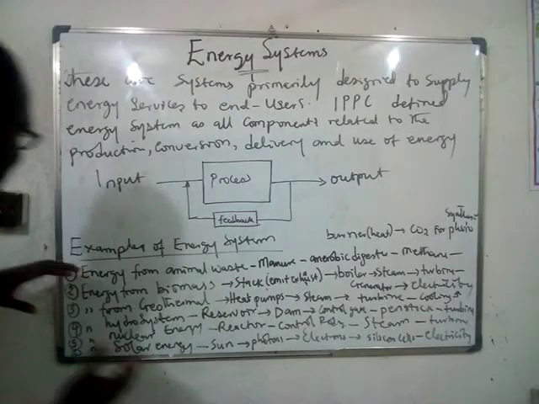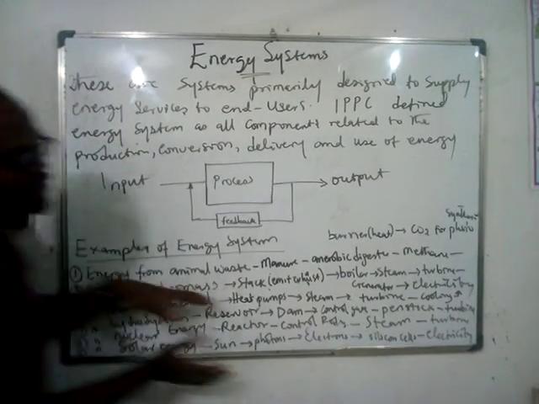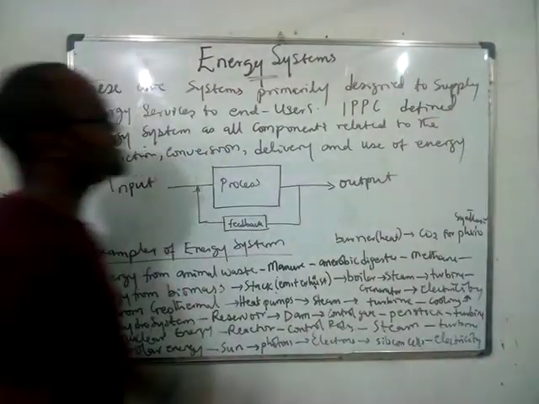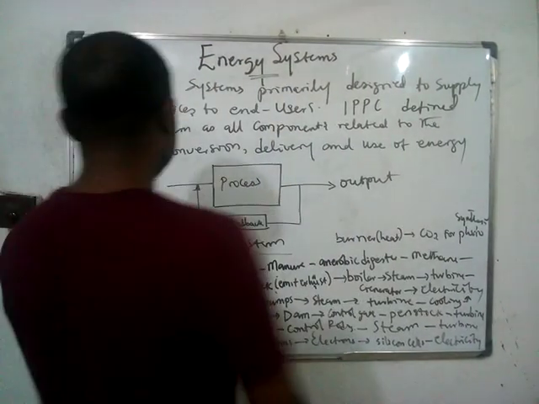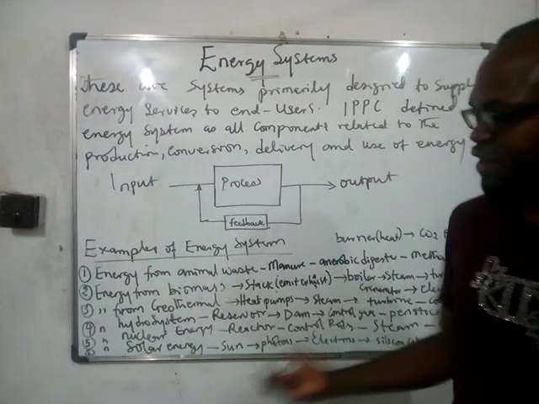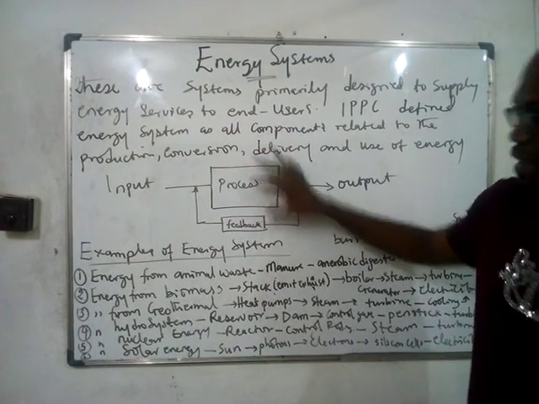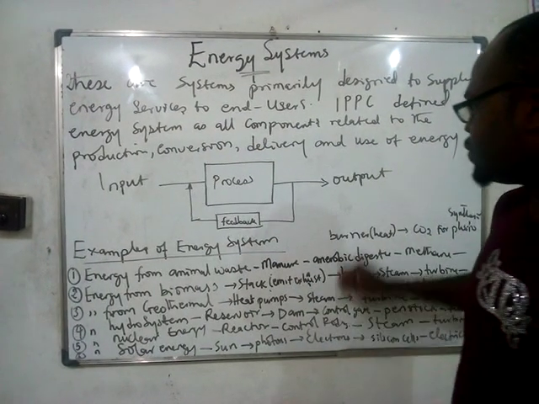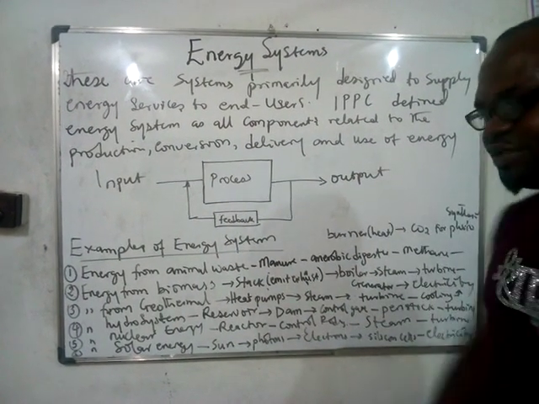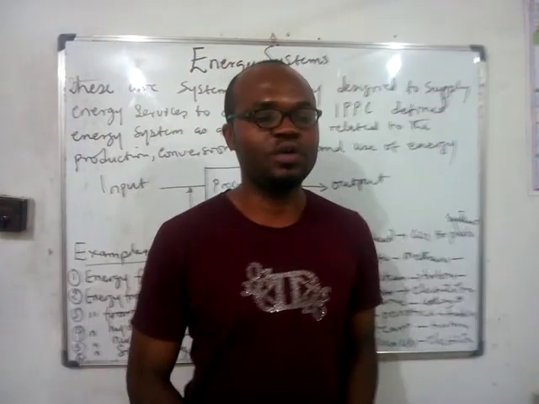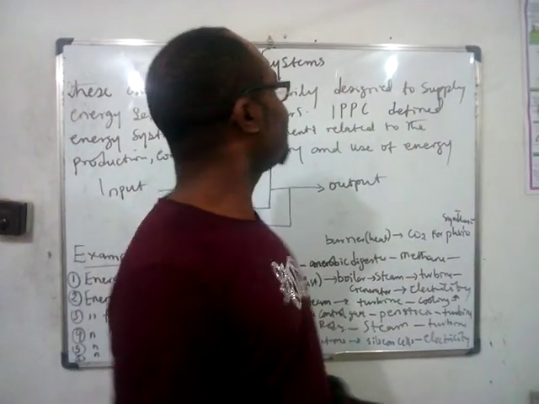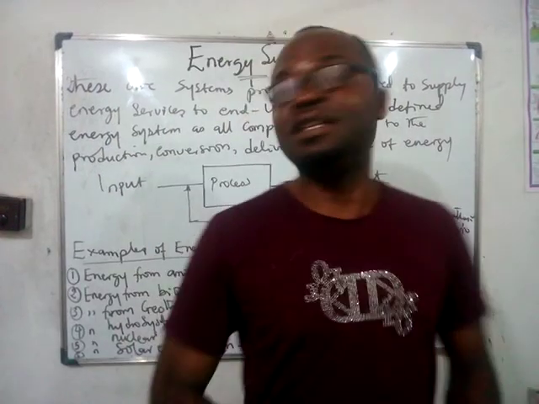So this process by which energy goes from source to the final end user is known as energy system. So we talk about inputs. The input is normally from the source. The process itself is the technology that it goes through. The end product is normally the electricity that you can use to do so many things in the house. So that is our lecture on energy system.